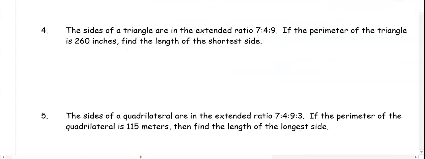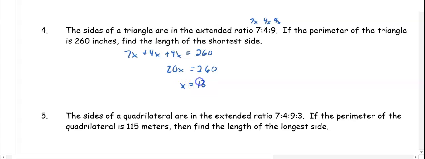In number 4, the sides of a triangle are in the extended ratio of 7, 4, 9. The perimeter of the triangle is 260 inches. Find the length of the shortest side. So remember that perimeter adds the three sides up. So our three sides are 7x, 4x, and 9x. So we have 7x plus 4x plus 9x equals our perimeter of 260. So when we combine our like terms here, we have 20x equals 260. When we divide, x is 13.